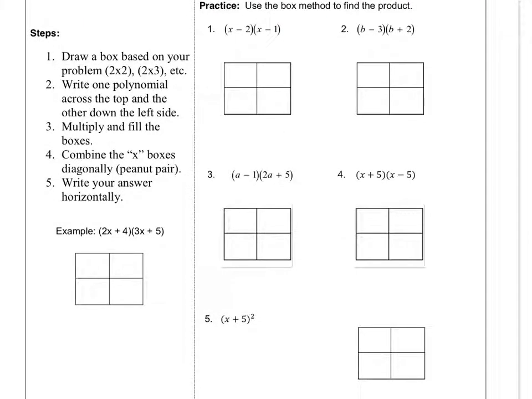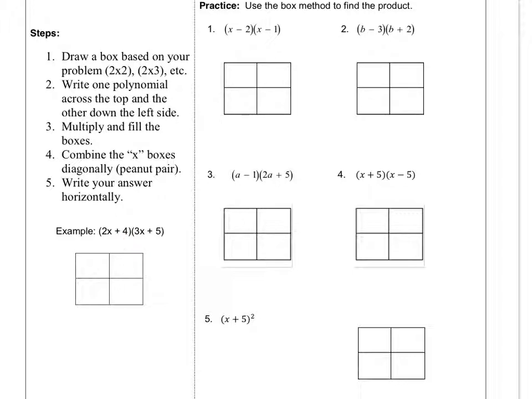Our steps: the first thing we do is start out by drawing our box. If we're multiplying two binomials, so a 2 by 2, we would put a 2 by 2 box, 2 across, 2 up and down, just like the example. So here we've got our 2 by 2 box. Then I'm going to keep following through this example. Step 2 says I need to write one polynomial across the top. So I'm going to write this first one across the top.